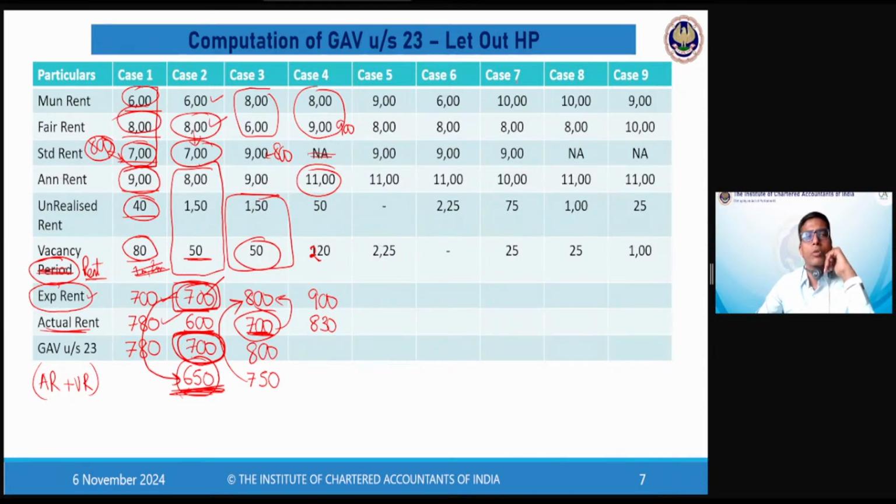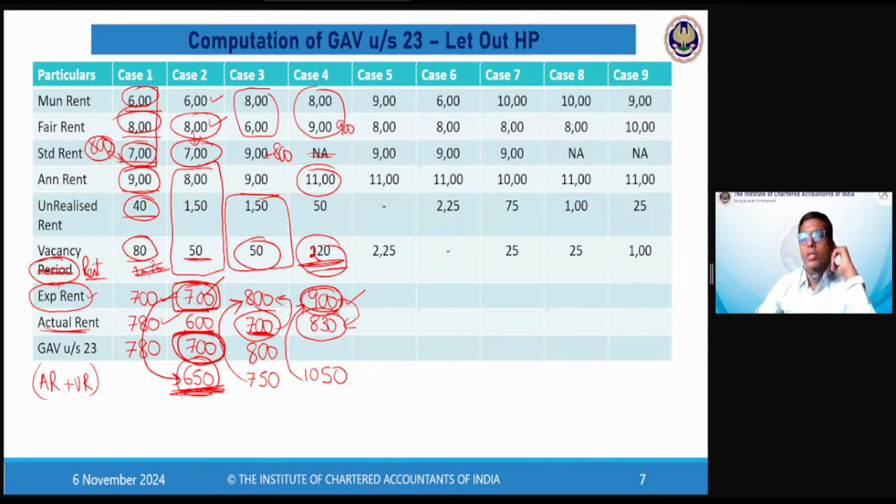Now pay attention. This is going to be interesting. Now, again, my expected rent is greater. But whenever my expected rent is greater, what I do is I take actual rent and I add vacancy rent. When I do this, I get a figure which is 1050. And now when I compare it with expected rent, what I get to know is that this expected rent, which was appearing to be greater than actual rent, was appearing greater because there was such a big amount of vacancy.